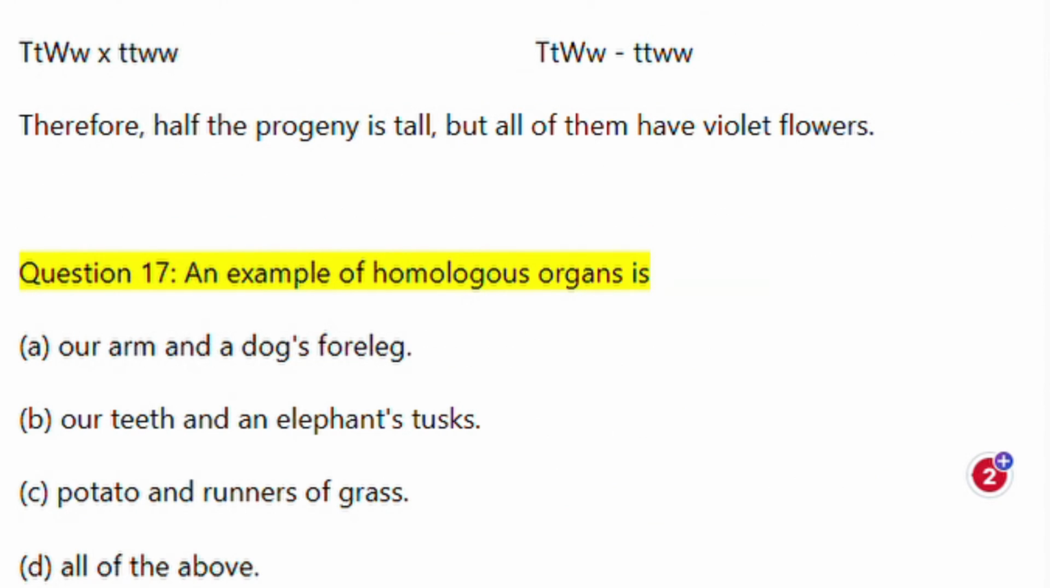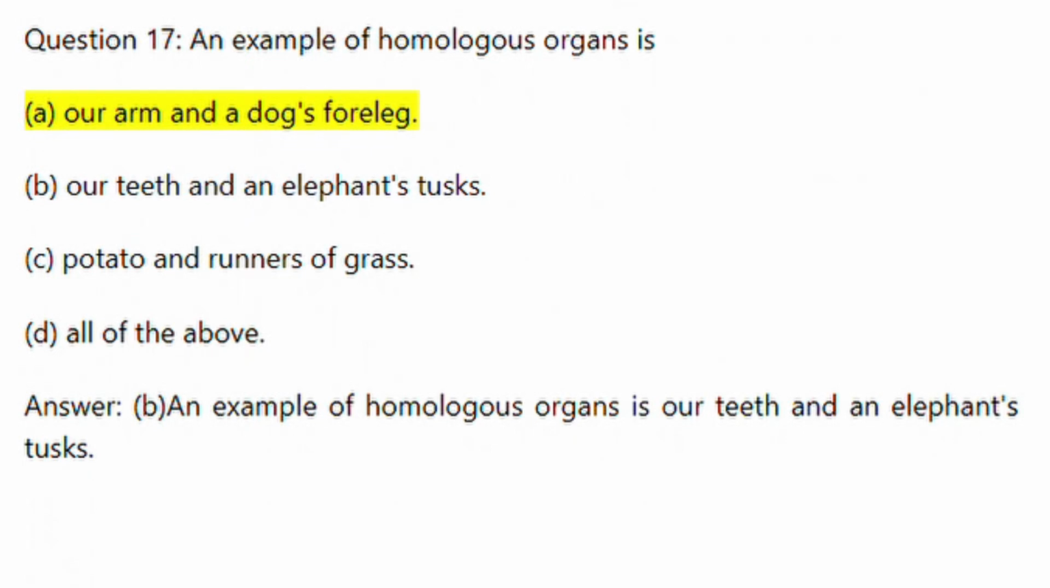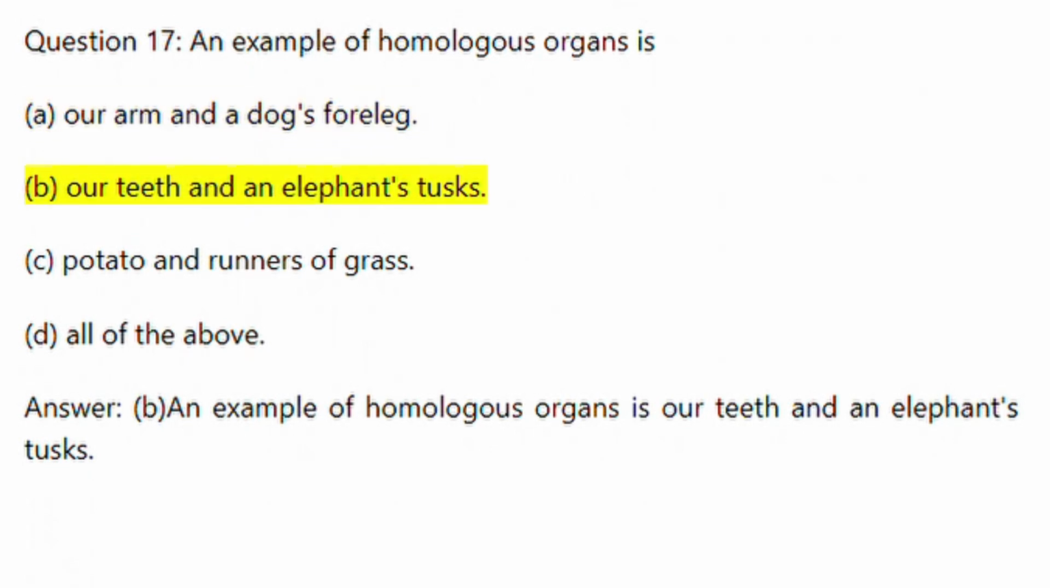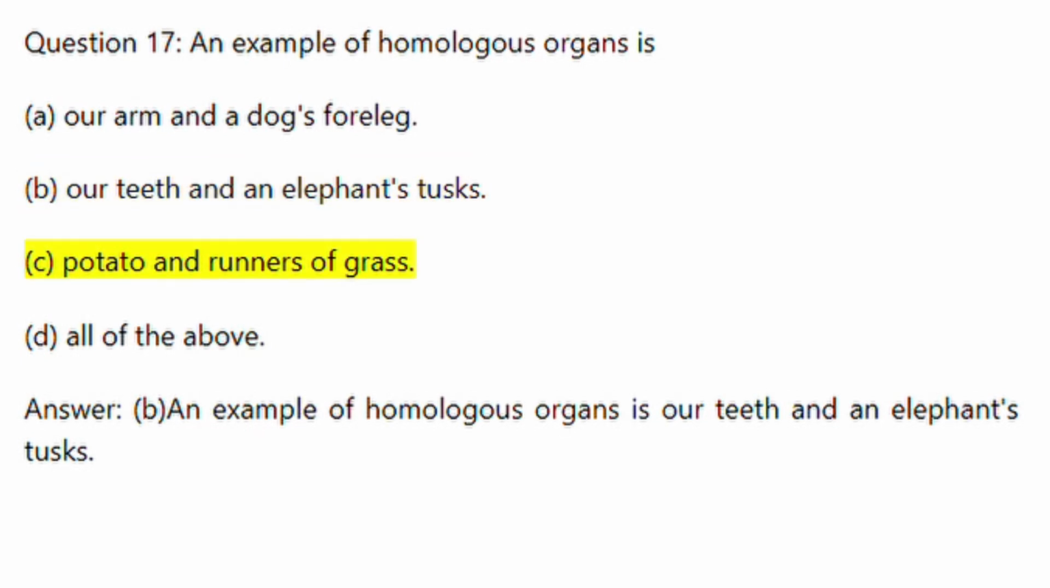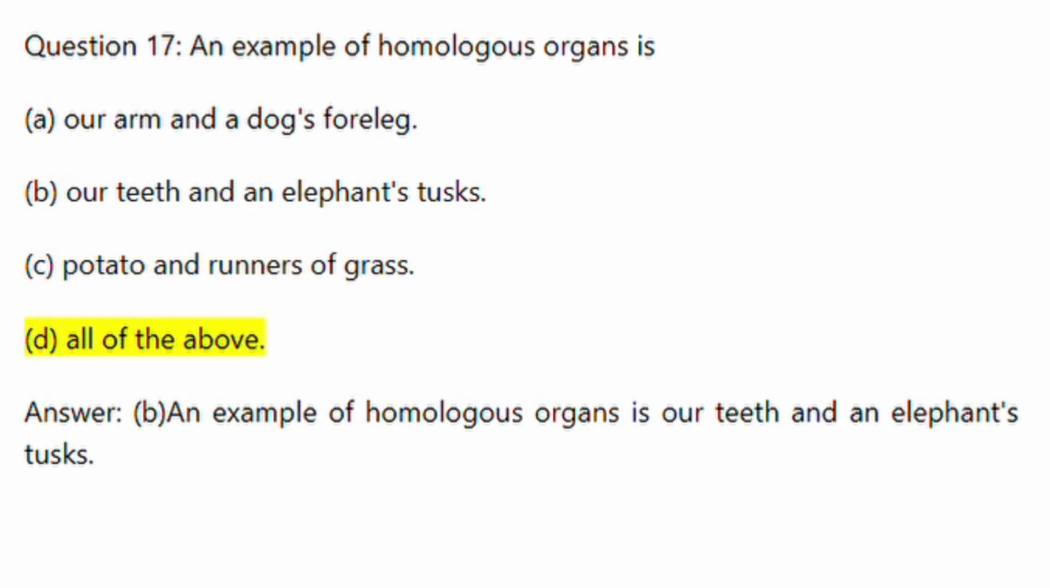Question 17. An example of homologous organs is A. Our arm and a dog's foreleg. B. Our teeth and an elephant's tusks. C. Potato and runners of grass. D. All of the above.